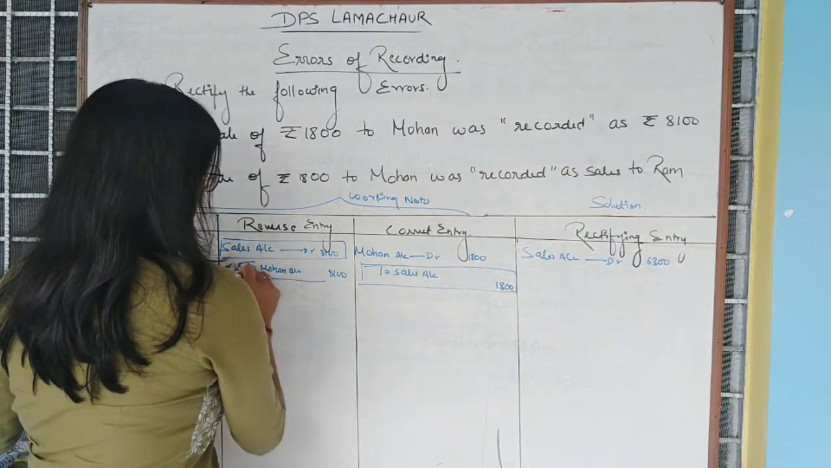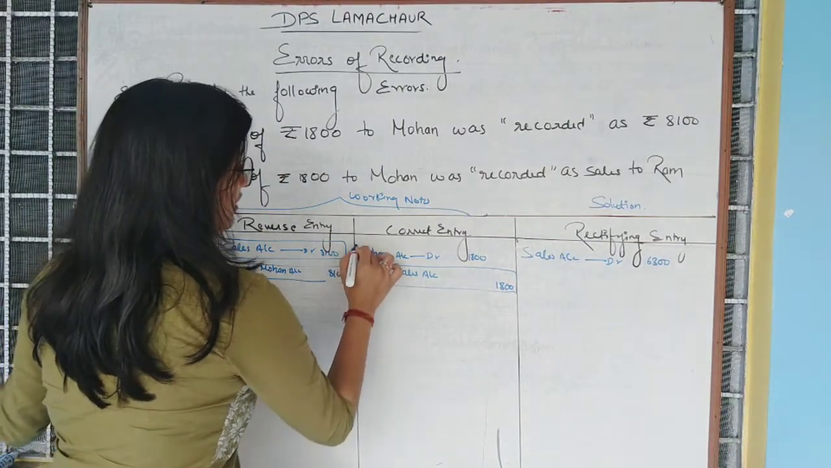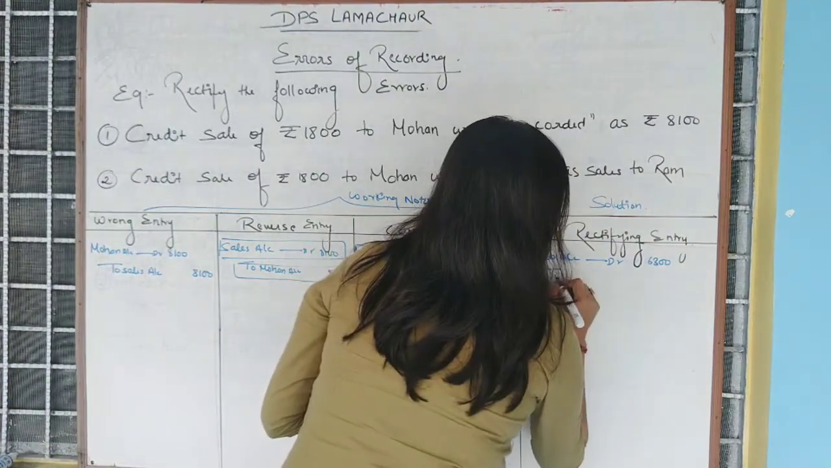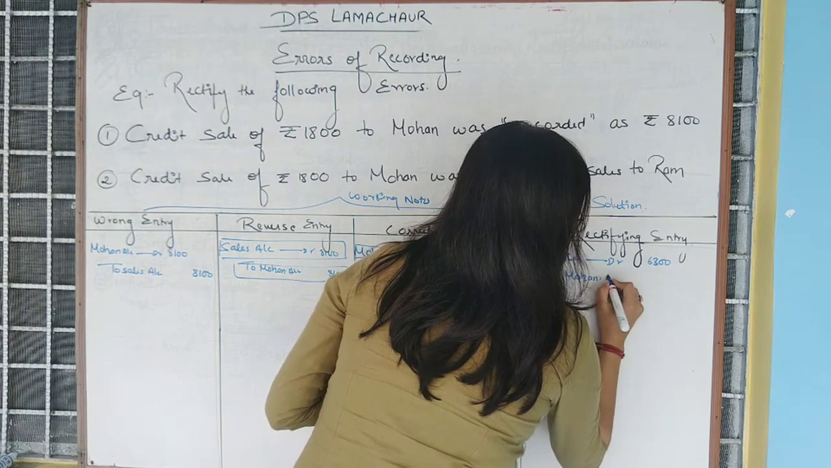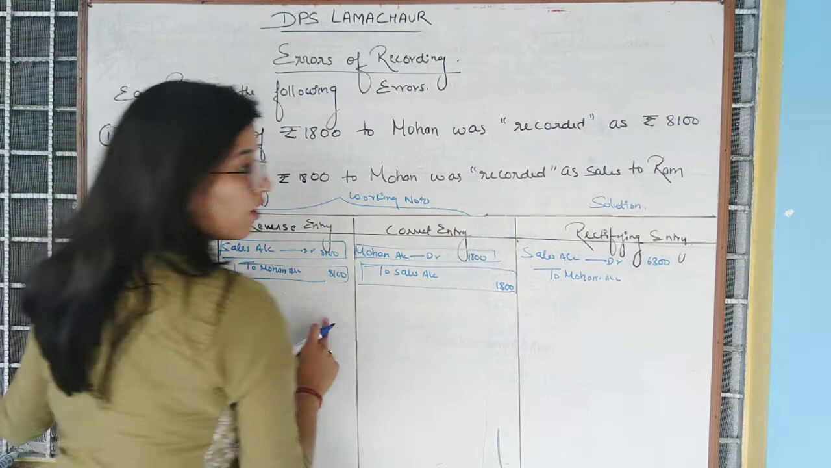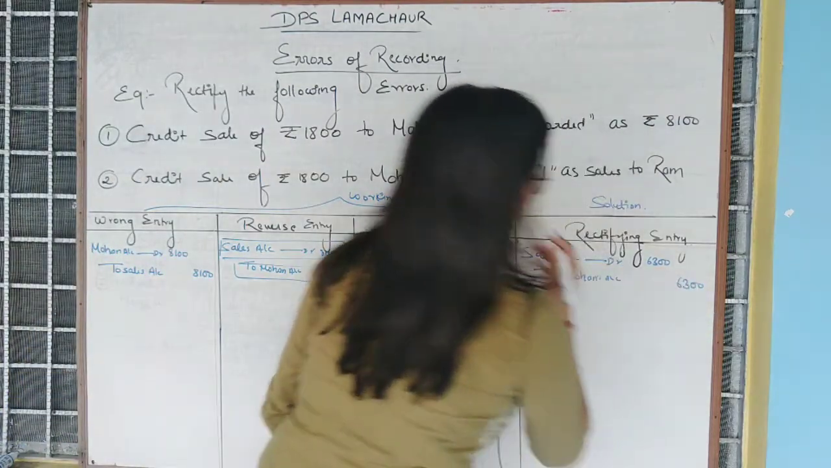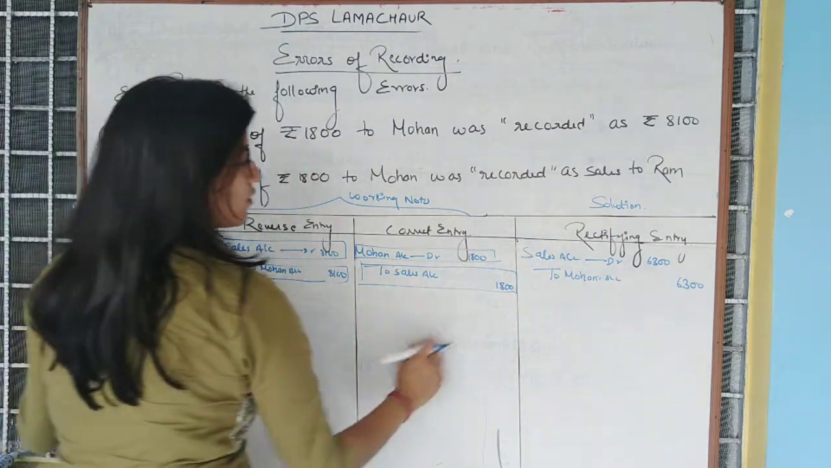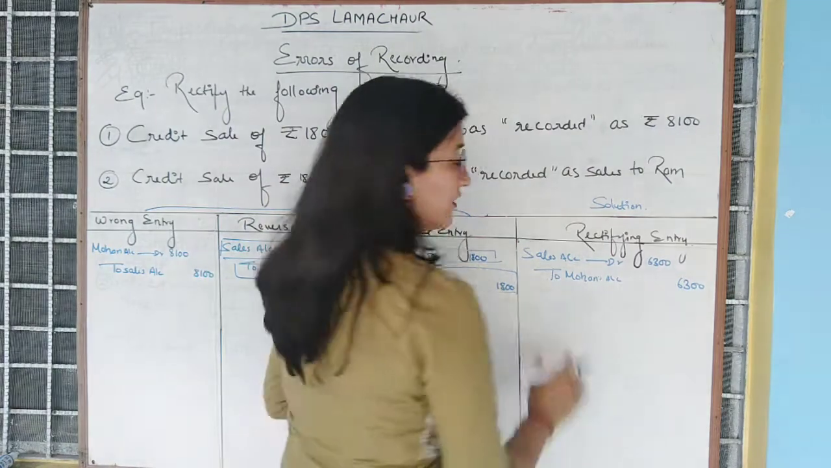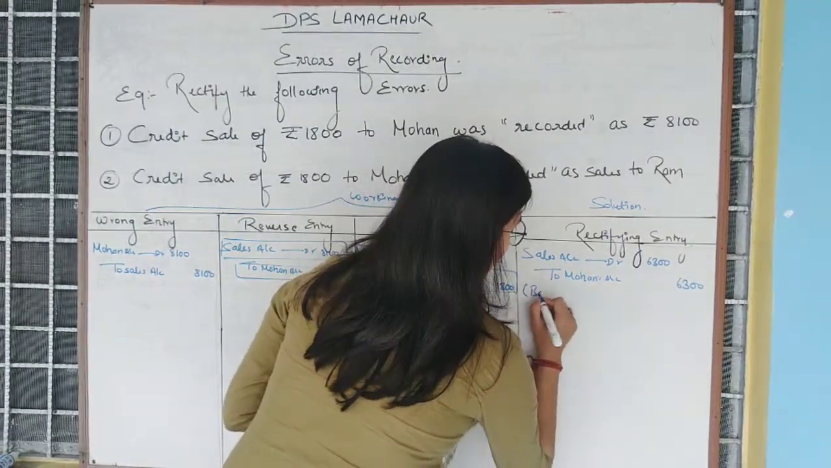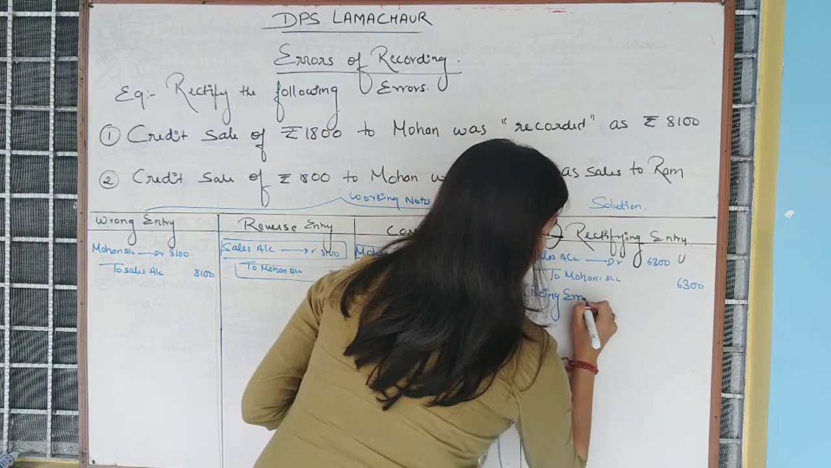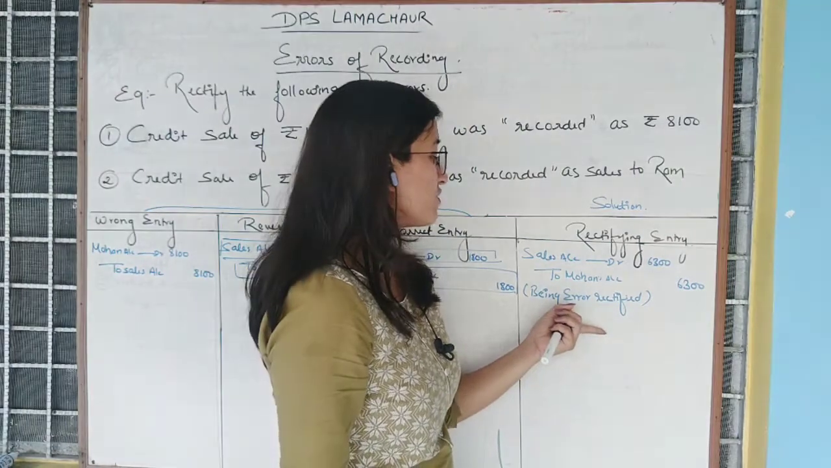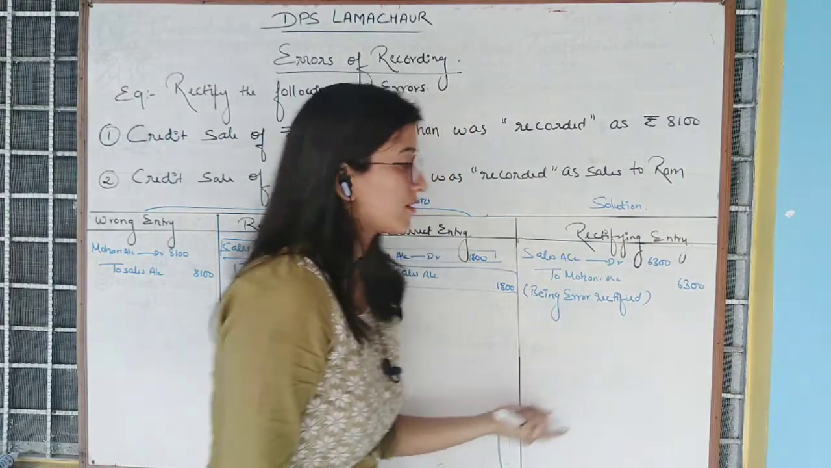Next, Mohan account is credited with 8100, and in correct entry Mohan's account is debited with 1800. So we will credit Mohan's account again with the net effect of 6300. So this is how you have to rectify the entry. This will be your working notes and this will be the solution part. And the narration for this entry will be being error rectified. This narration will be for all the rectifying entries.